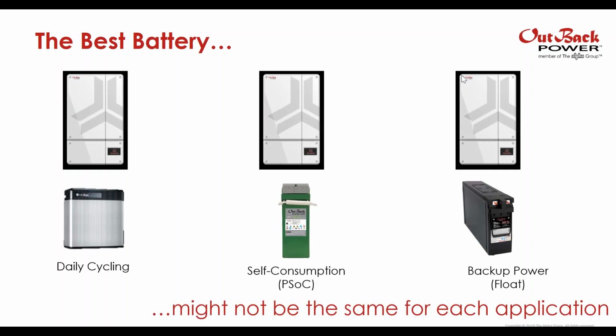And then the best battery might not be the same for every application. So you can support, for example, a daily cycling lithium-ion battery. This is a photo of the LG Resu. You can support a partial state of charge for self-consumption. That's the Outback Power PLC battery. Or exclusively for backup power, you could have a battery that was used mostly for float, and that's, as an example of that, something like an Outback PL battery.